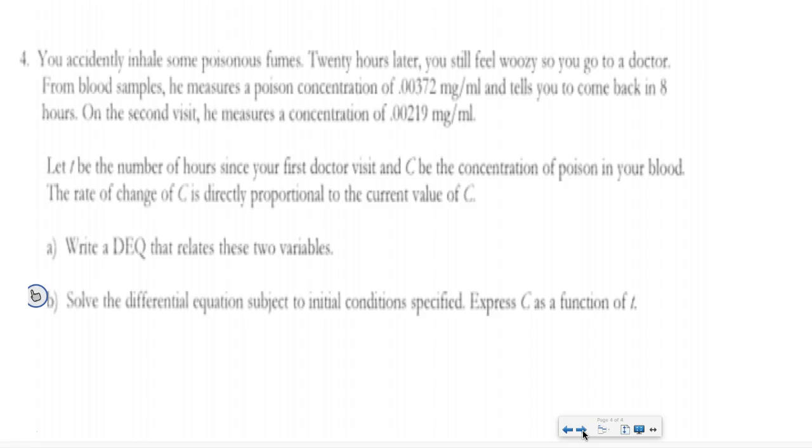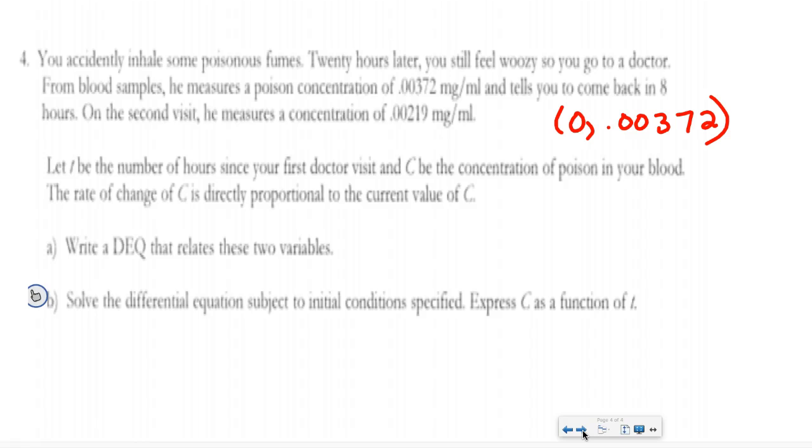You accidentally inhale some poisonous fumes, silly Sally. 20 hours later, you're still feeling a little woozy, so you go to the doctor. They draw your blood, and they find a poison concentration of 0.0032. They just handed you a point. At the time you went to the doctor, which we're going to call time 0, you might say, well, you went 20 hours later. Yeah, but that wasn't when the initial quantity was measured. So we're going to say time 0, the concentration in my system was 0.372 milligrams per milliliter.